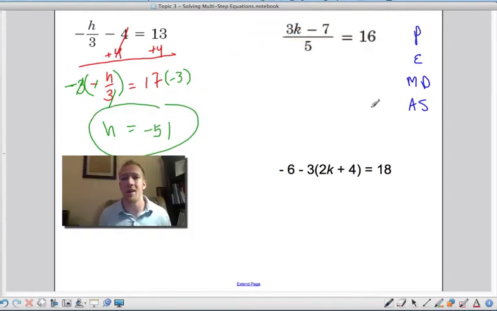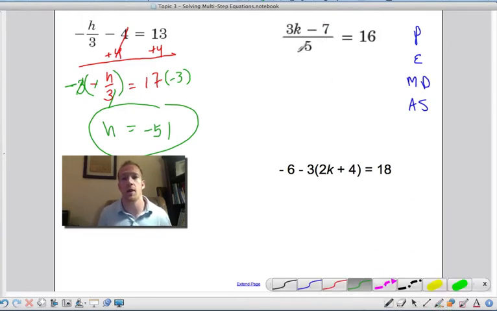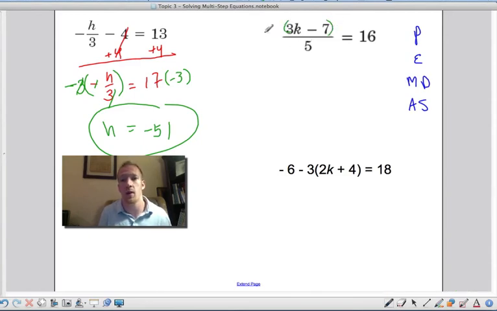Done. Alright, now here, you cannot add first. You can't just add a 7 because that 7 is being divided by 5. So that is definitely illegal. Not allowed. So what you have to do in this case first, since this whole thing is being divided by a 5, you have to multiply both sides by 5 first to cancel that out. Okay, so remember this. So 5 divided by 5 leaves me with just 3k minus 7. And then 16 times 5 is 80.